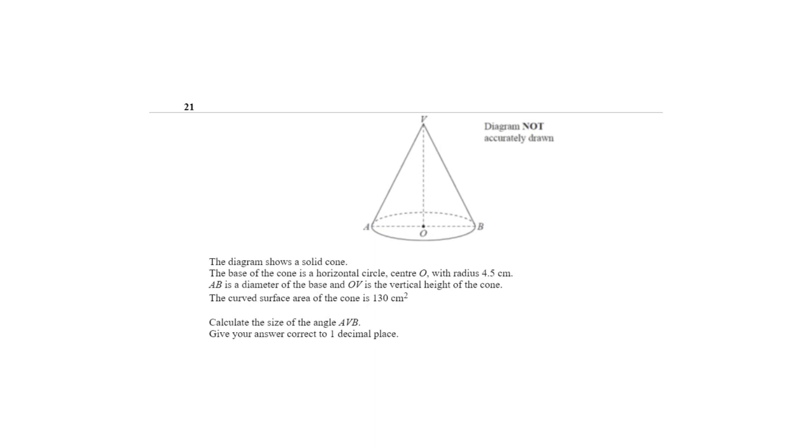Right, so moving on, we're going to look at question 21 from the mock paper. This is the IGCSE 2019 Paper 1 from Edexcel. This question asks us to find an angle. So let's review the information that we've got.